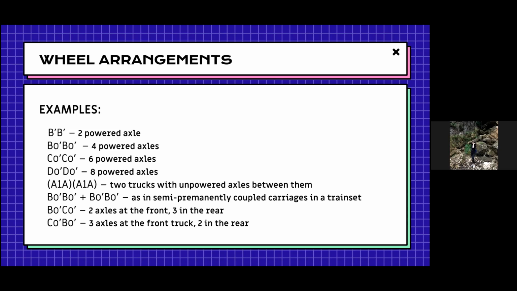Next is yung Bo-Bo plus Bo-Bo. As in permanently coupled carriages in a train set. Separate na yung mechanical system. Bali, 4 powered axle na may dalawang designated driving wheels, while each 2 powered axle are mounted on a bogie pero may dalawang separate mechanical system. Next is yung Bo-Co, which is meron siyang 2 axles at the front and 3 in the rear. And then yung Co-Bo, 3 axles at the front truck while 2 in the rear.